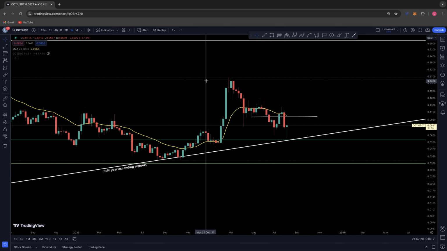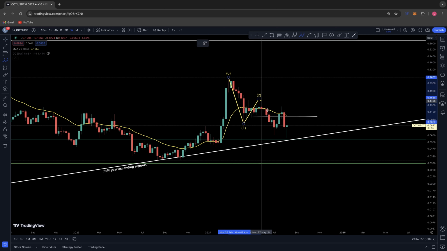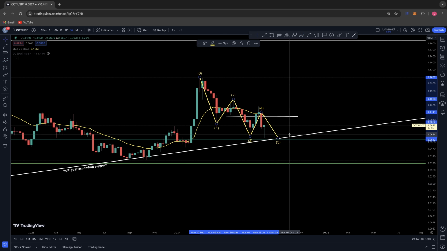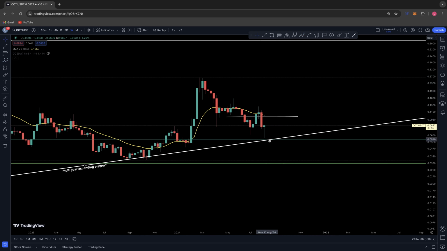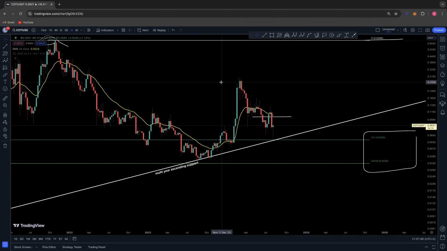Now, if I zoom to the weekly time frame, what this potentially looks like is a 5-wave move down to a key level of support. So from this local high that we put in here in February, we had this wave 1, we've had a wave 2, potentially this is a wave 3, wave 4, and now we're looking for this 5th wave back down to a key level of support. So it's all about holding this ascending trend line and this 0.50.